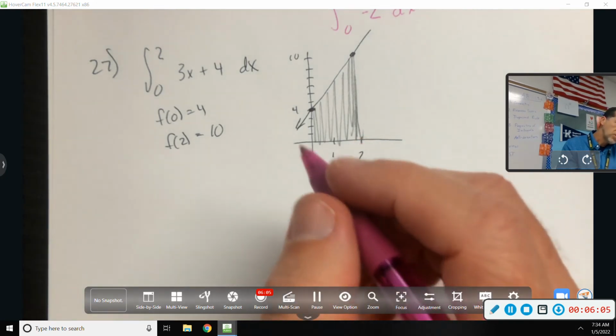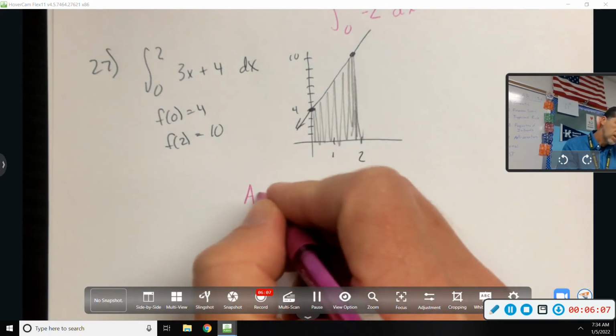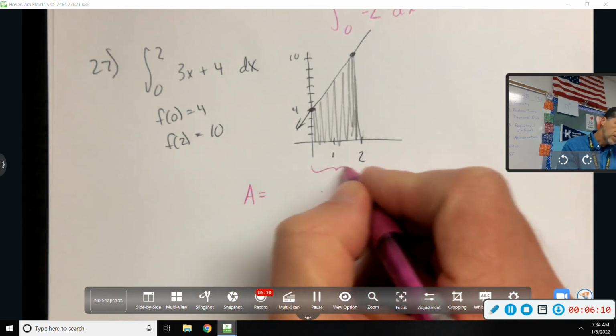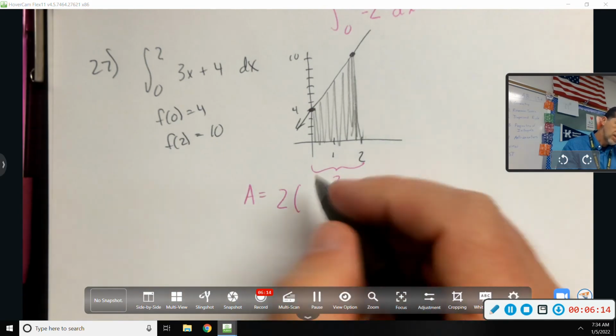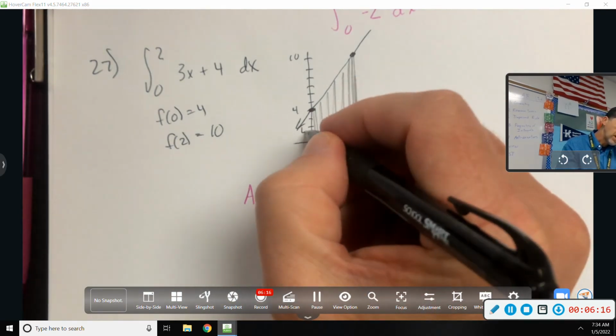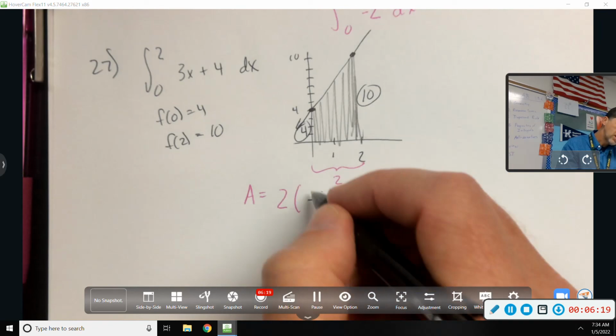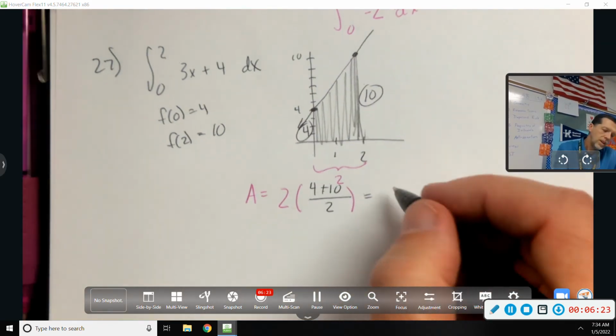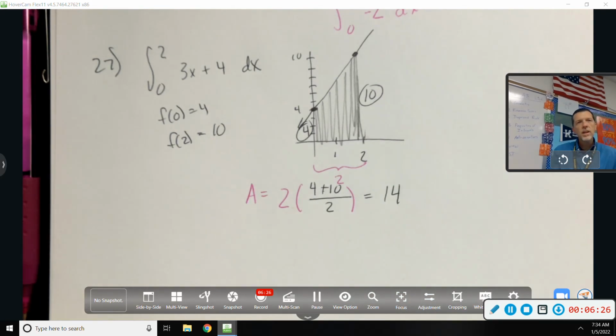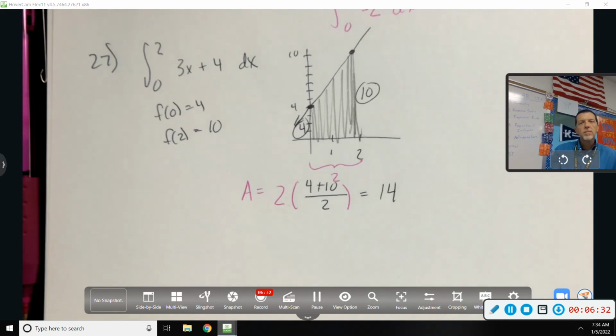So it's a trapezoid. So that's base times the average of the heights. So one height is 4 and one height is 10. So that would be 14. I did the calculation wrong. Did the calculus right, but the calculation's wrong.